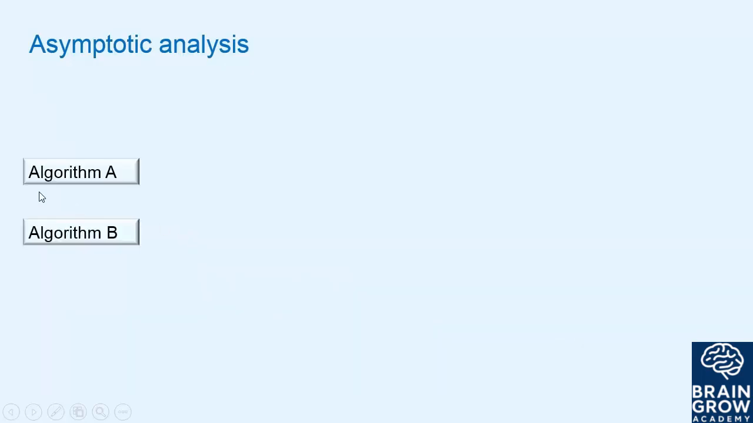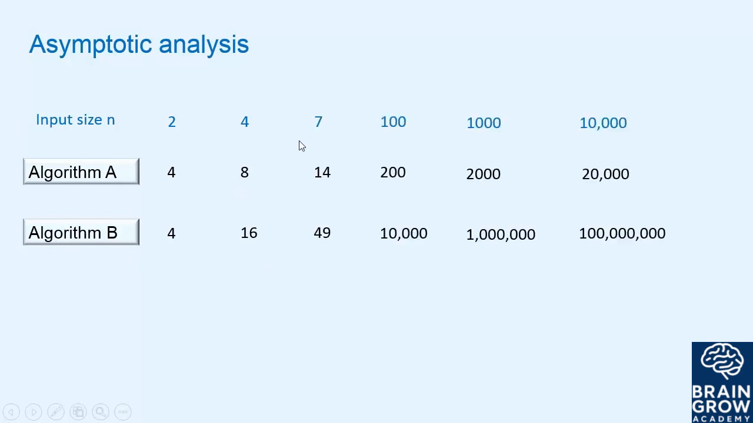Suppose we have two algorithms, algorithm A and algorithm B, for solving a particular problem. When input size is 2, both of them take the same running time. When input size is 4, running time for A is 8 and for B is 16. Then these are the running times for input sizes 7, 100, 1000 and 10,000. We can see that the running time of algorithm B increases very rapidly with input size. So for a bigger input size, this algorithm will take a lot of time. For example, for input size 10,000, A's running time is 20,000 only, while B's running time is 100 million.